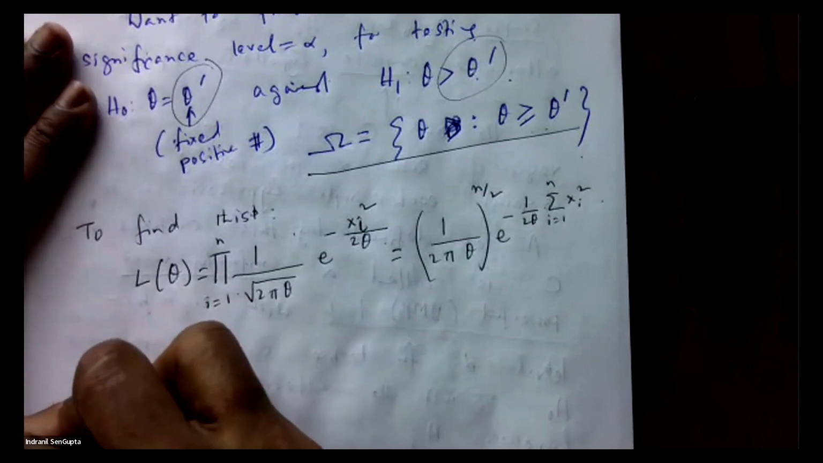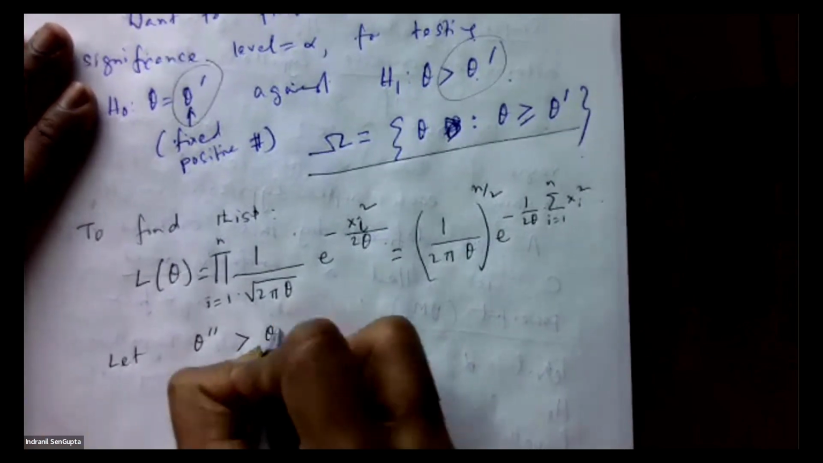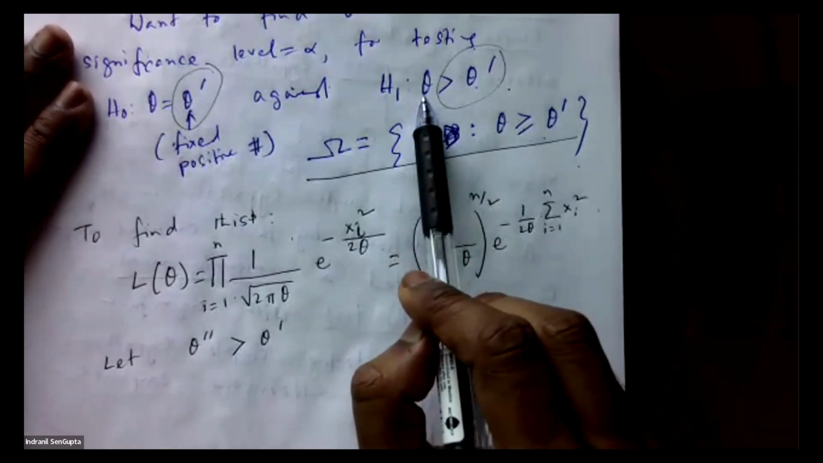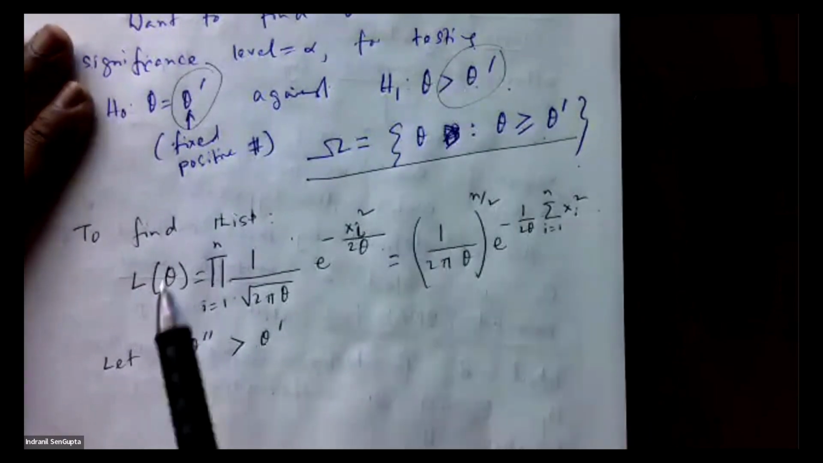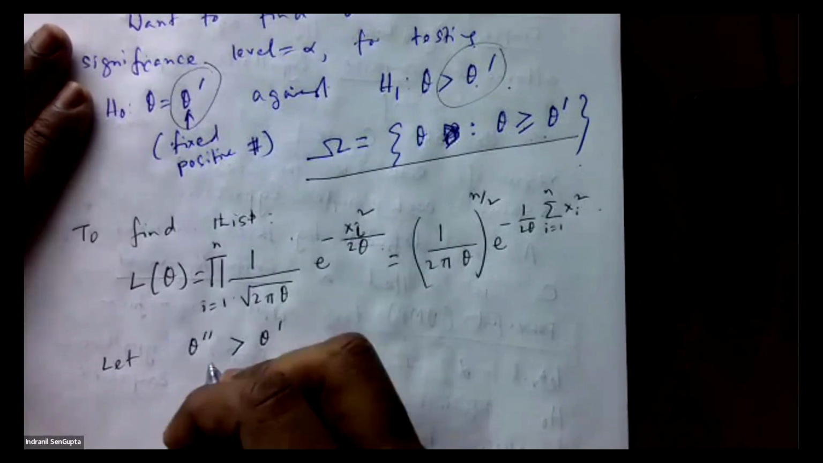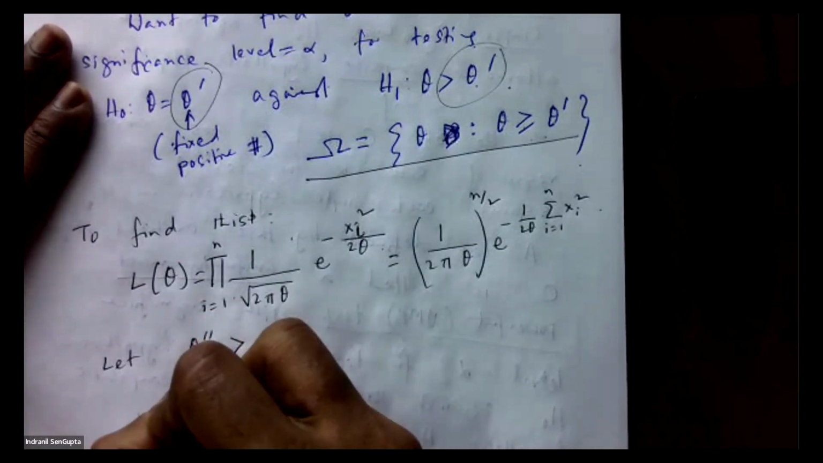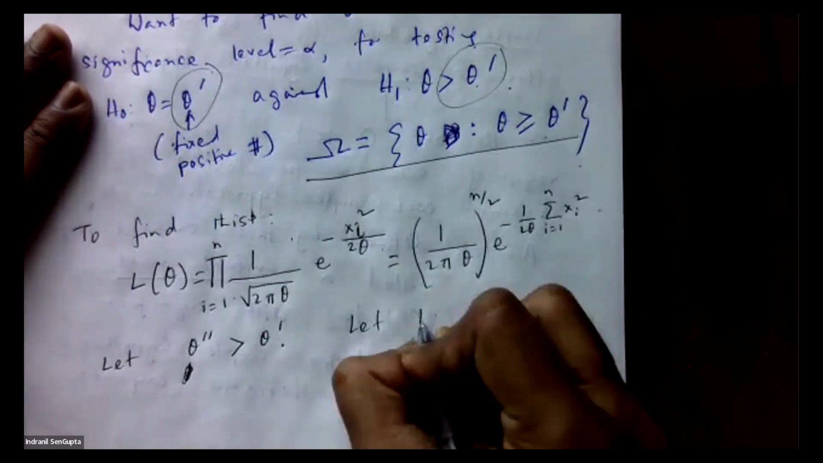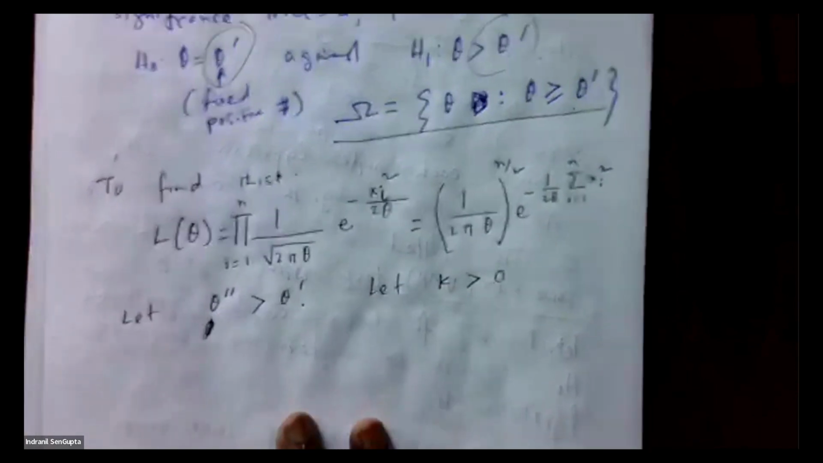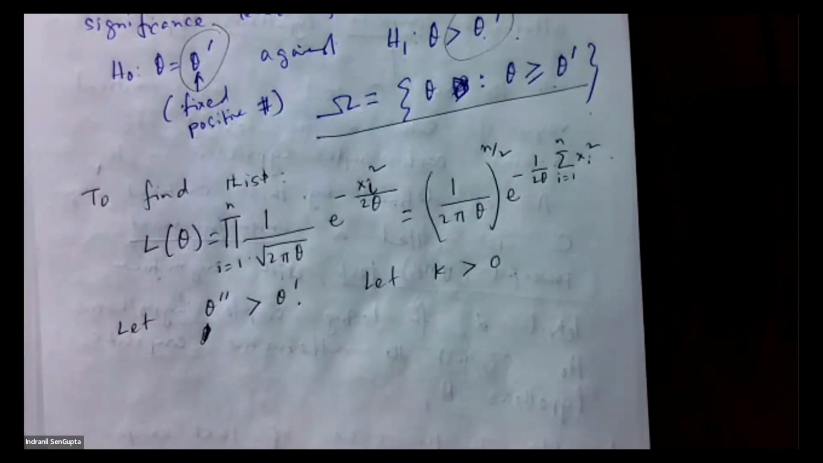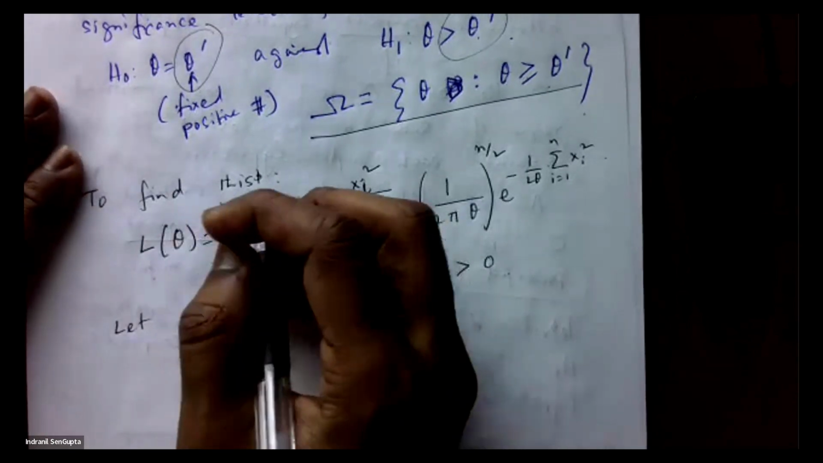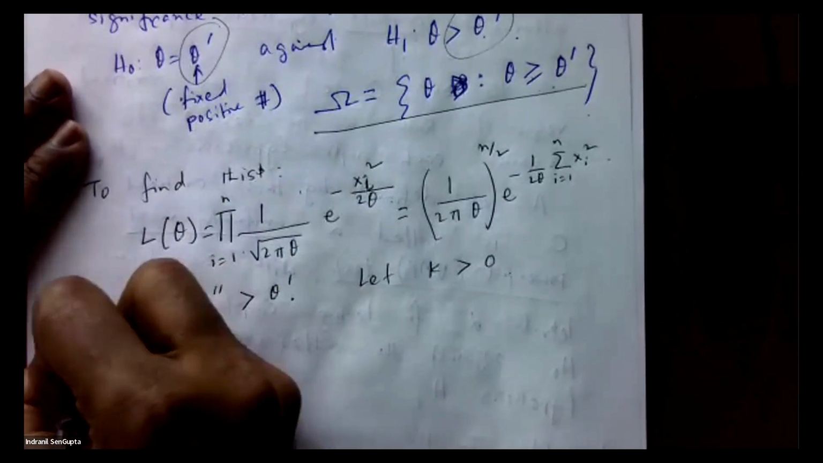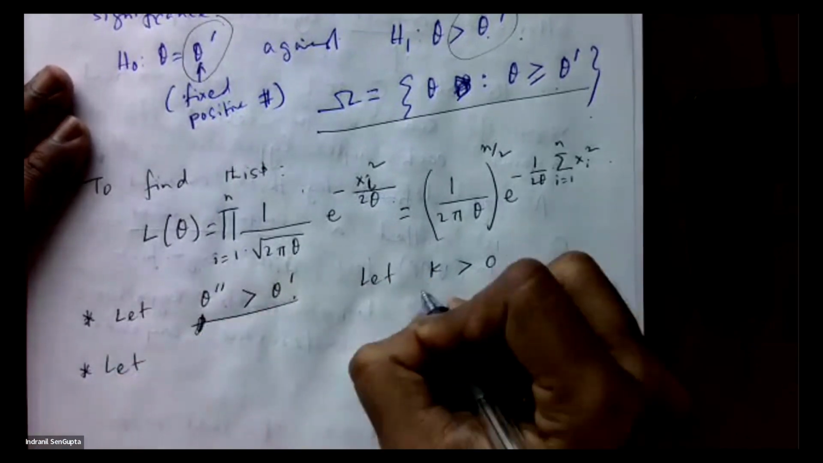Okay, now let's consider a number theta double prime bigger than theta prime. Why theta prime? Because remember that my alternative hypothesis is all the values of theta that are bigger than theta prime. So I'm choosing a particular number that is bigger than theta prime. Also let k be bigger than 0, so k denotes a positive number. So the idea is I'll be using the Neyman-Pearson test. Okay, so with these assumptions.